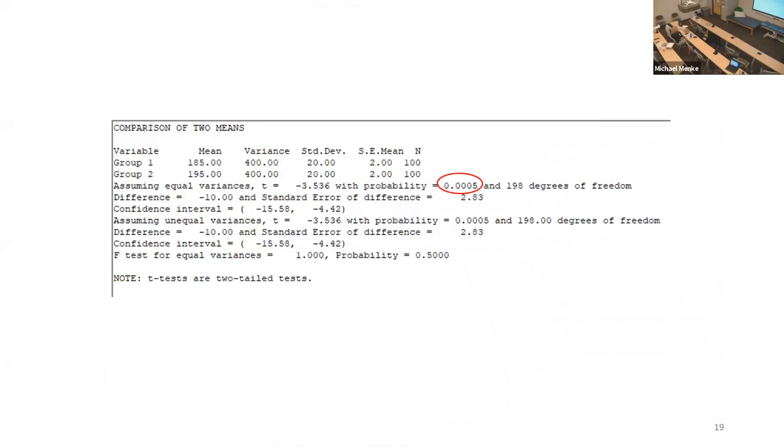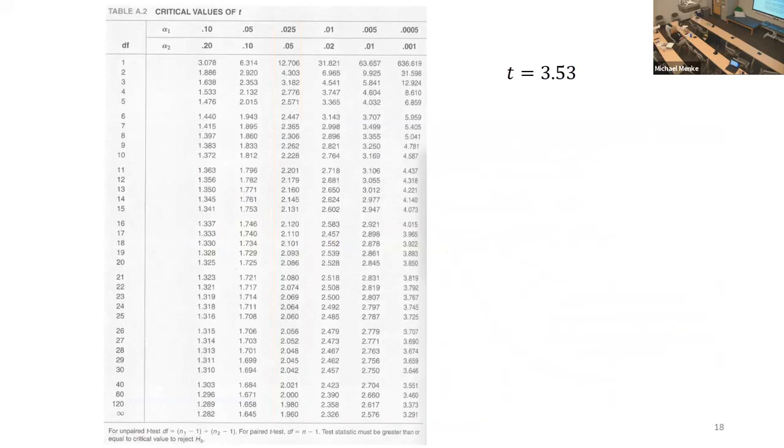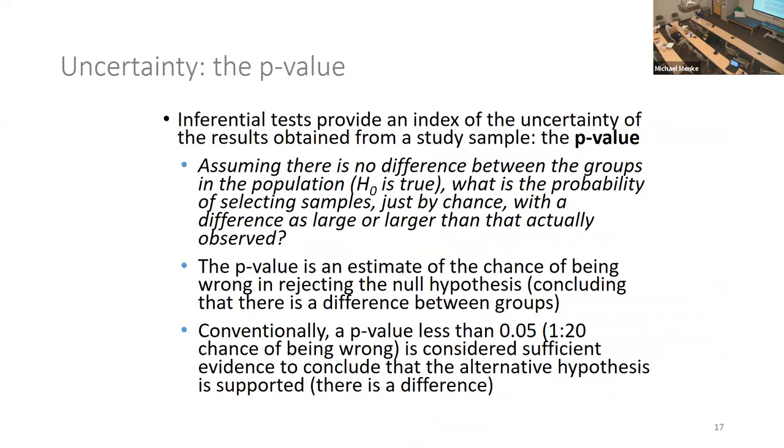So I find when I put these data into a program and run an independent sample t-test of 2 means, I have a p-value of 0.0005. So 5 in 10,000 chances of being wrong in rejecting my null hypothesis. So what that means here, a p-value of 0.0005, is an index of the certainty with which I can reject the null hypothesis. And it means very specifically this.